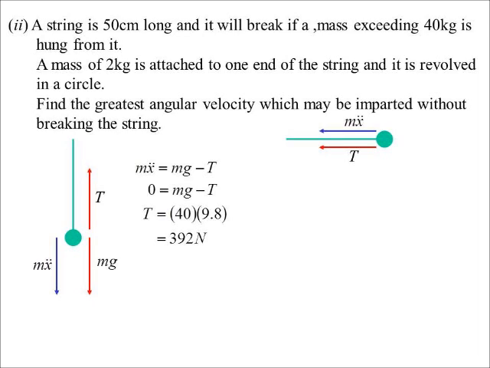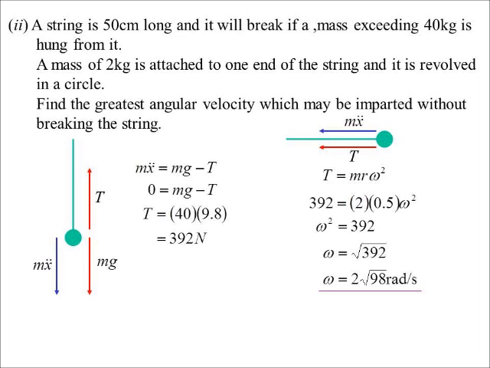So it's simply going to be, although I've written it the other way around, that the resultant force, which we know to be mr omega squared because we're going in a circle, is equal to the tension. But we've just worked out that it can handle 392 newtons. So 392, the mass is now 2 kilograms. The radius of the string hasn't changed. We can now work out the velocity we can spin our string at. And it works out to be 2 root 98 radians per second. That 2 kilogram mass we can spin before it'll snap.